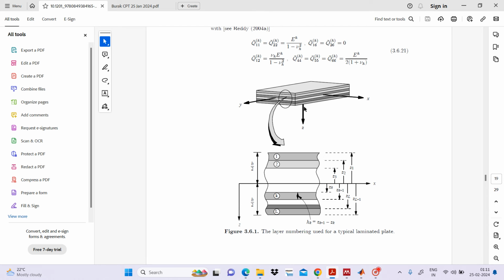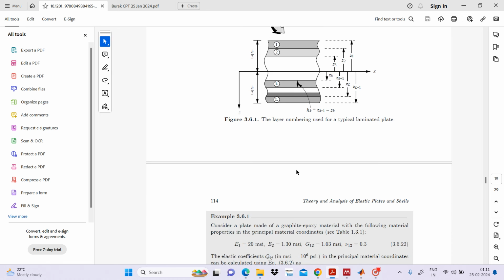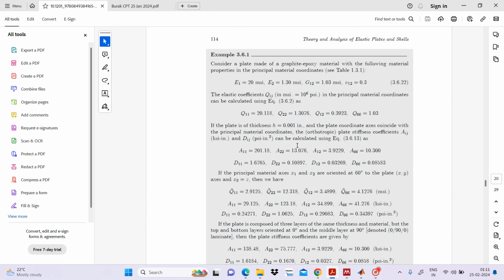Okay, various laminations are shown here. So 1, 2, 3, various layers are stacked together. And the first example is saying: consider a plate made of graphite epoxy, and Young's modulus and all are given here, Poisson's ratio value, and the elastic coefficients Qij in the principal material coordinates. So what would be the value of Qij?